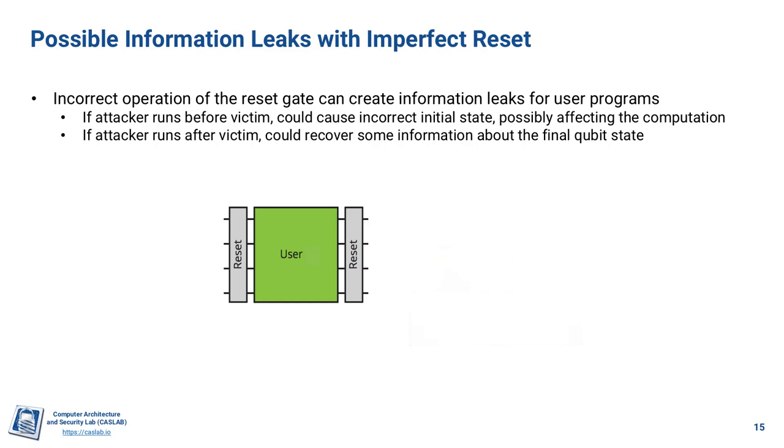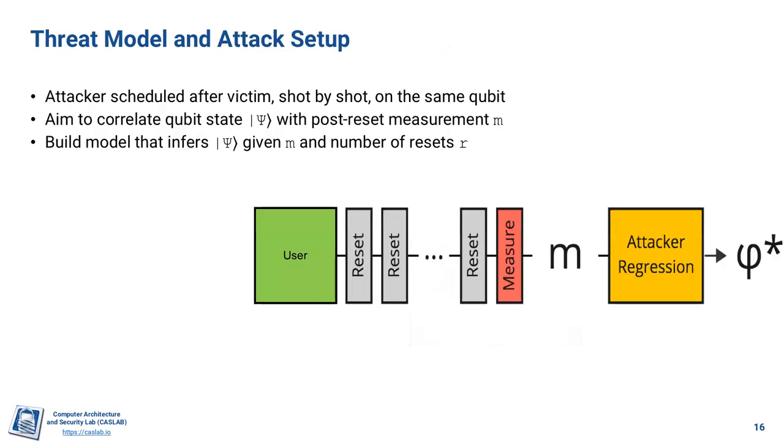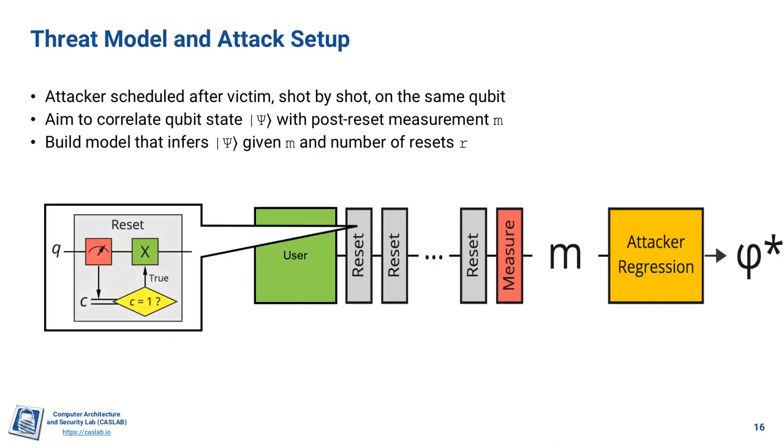In this research, we showed how you can leak information across the imperfect reset. For the threat model and the attack setup, we have the user, we have one or more resets, and after that, the attacker performs a measurement. As soon as they get access to the qubit, they just do a measurement. If you repeat that multiple times, the attacker can try to correlate their measurements to the state of the user before the reset. So based on the measurement, can I figure out what is the state of the user's qubits before the reset? And here the reset is again each of those reset gates.